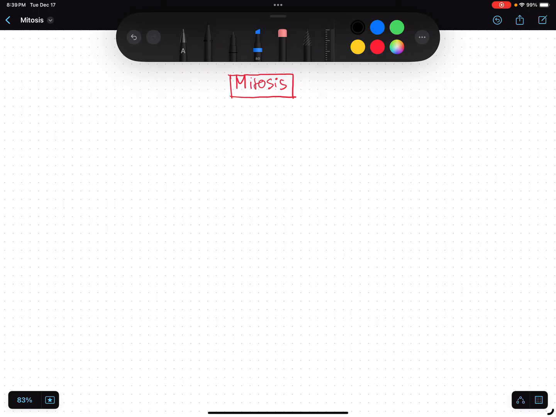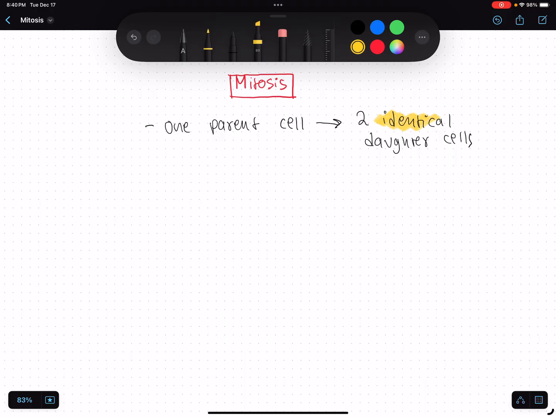In today's video, we're going to be covering mitosis. So, what is mitosis? Mitosis is a type of cell division where one parent cell divides into two identical daughter cells. Two identical daughter cells, and the keyword here is that the daughter cells are identical.